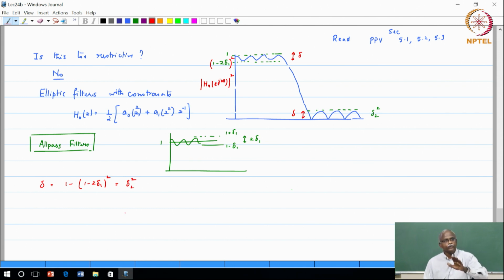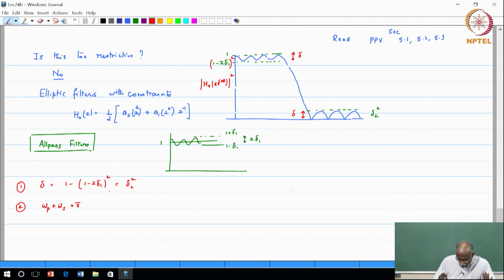So, delta 1, delta 2 from the definitions, and we have done some scaling. Therefore, this is constraint number 1 for the elliptic filter. The second constraint is, again probably no surprise, omega p plus omega s equal to pi.